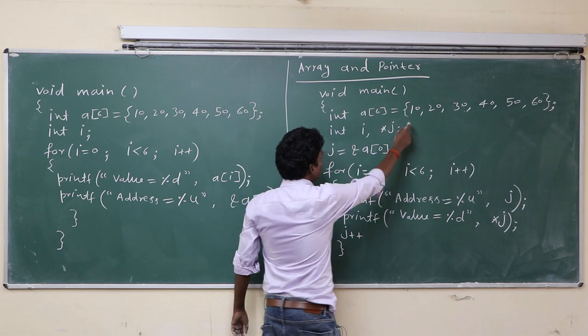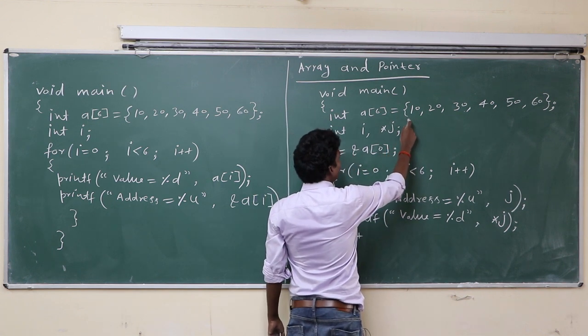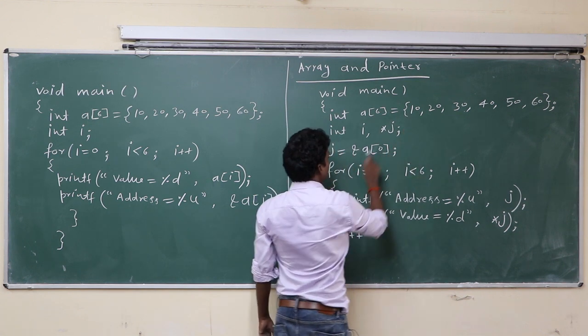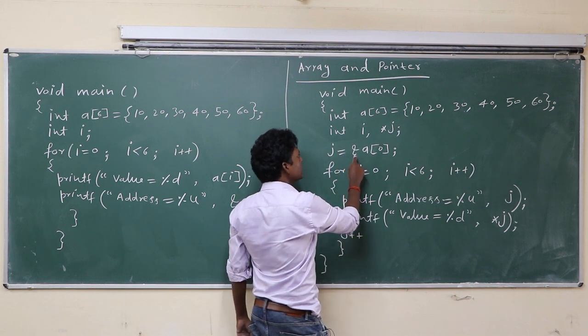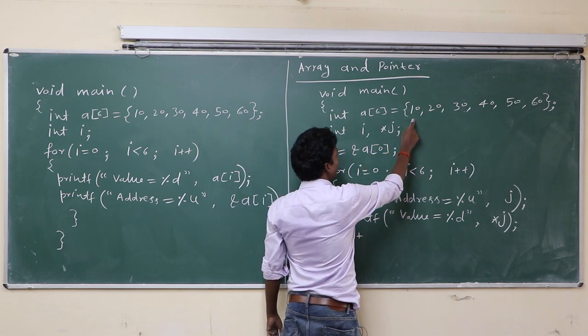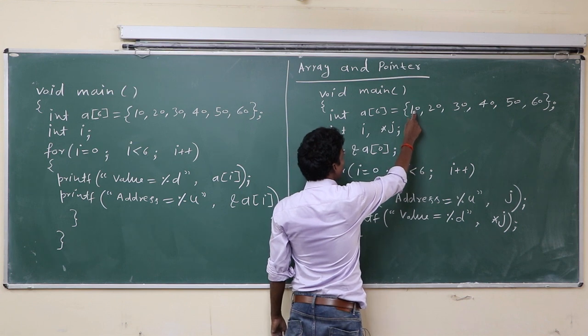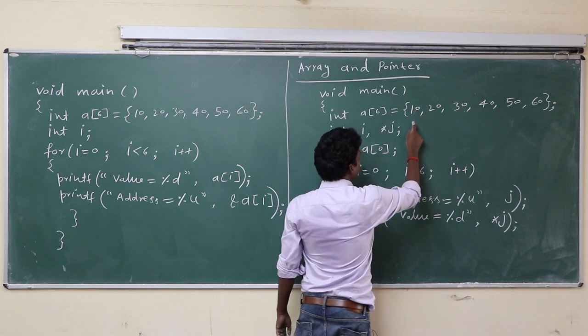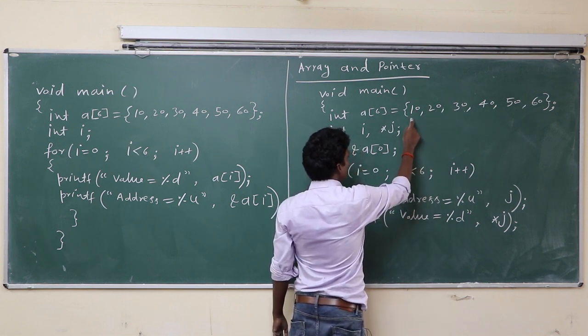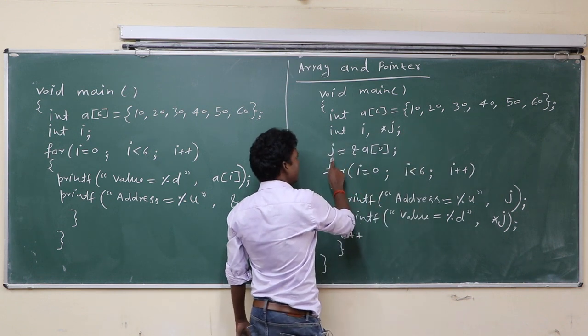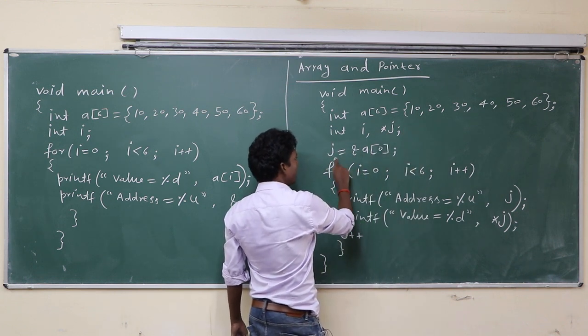a of 0 means this. j has the address of this location, a of 0. This 10 is a of 0, 20 is a of 1. So j has the address of this location. j is a pointer, j contains an address here.